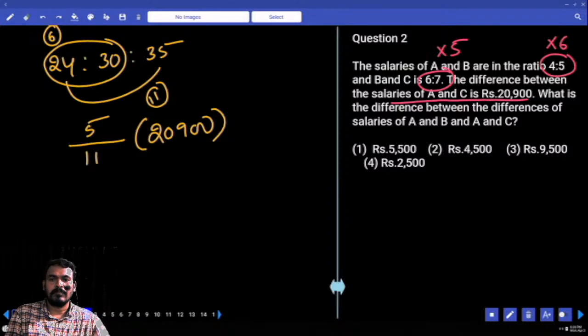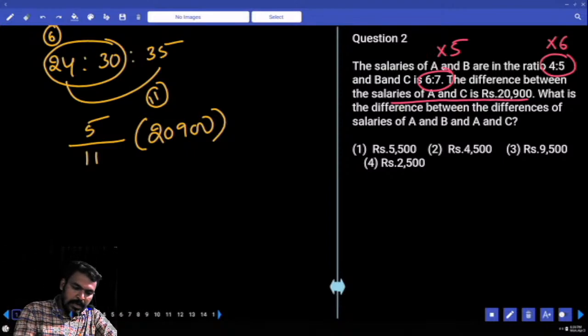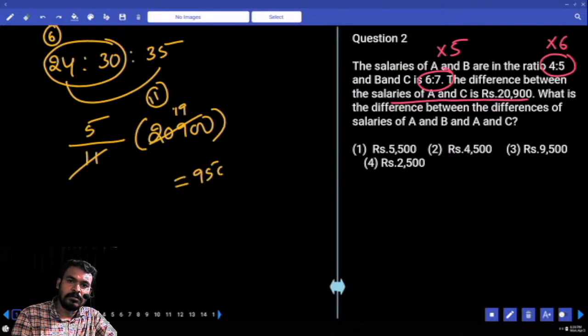Yes or no? 24, 30 difference 6. 24, 35 difference 11. Again 11 and 6 difference 5. 11 how many times? 1900. 1900 into 5 is 9500.